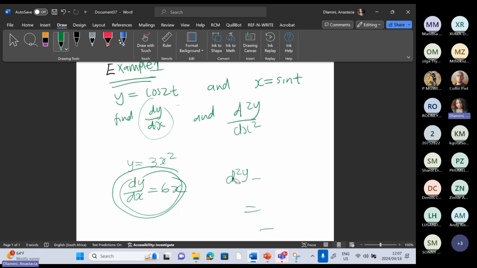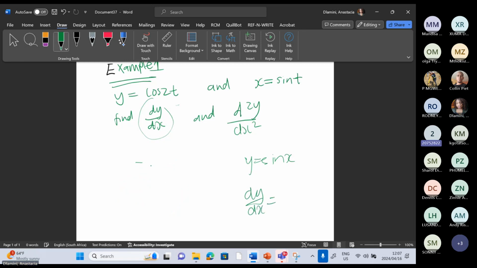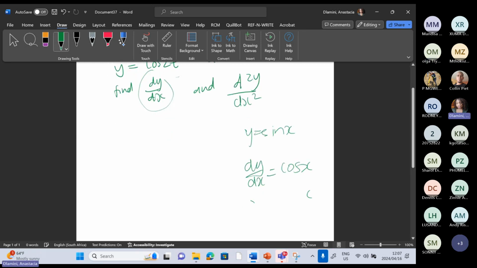So now, can someone tell me the derivative, if I have y is equal to sin x? I'm just trying to emphasize a point here. What is dy over dx? Cos x. And then what is the second derivative equal to? Minus sin x. Thank you. With parametric equations, we're not going to do that.